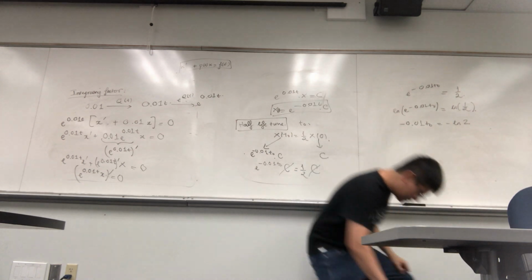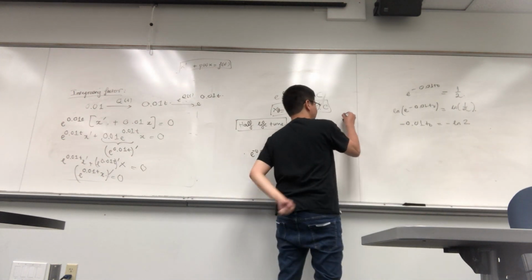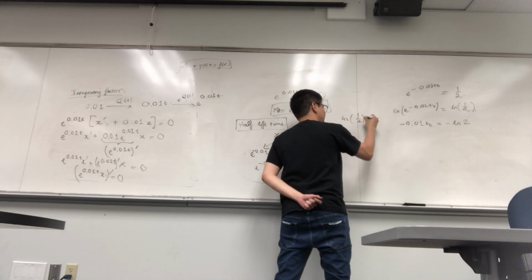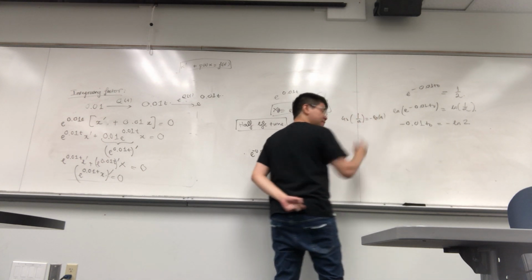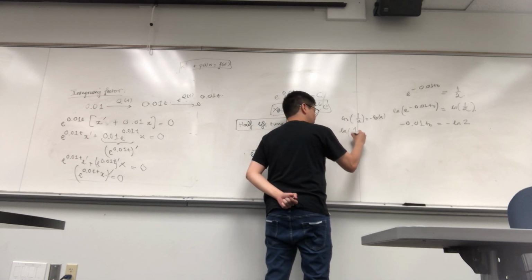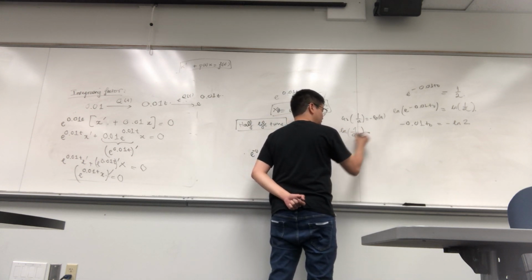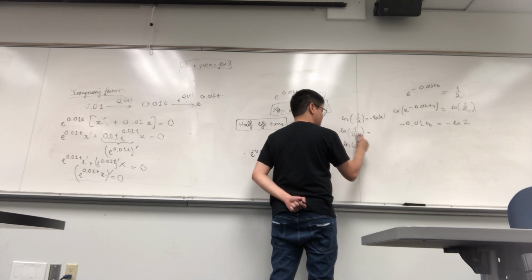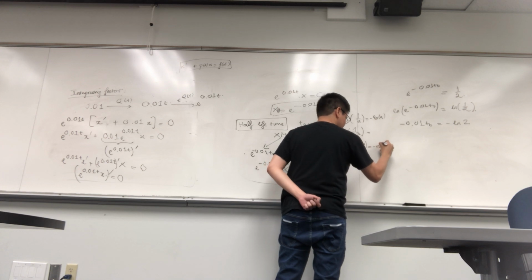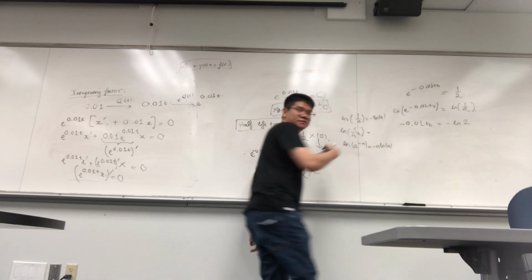So you have log of 1 over 8 is minus log of 8. Log of 1 over 8 to the power n will be log of 8 to the power minus n, and this is minus n log 8. So this is the formula.